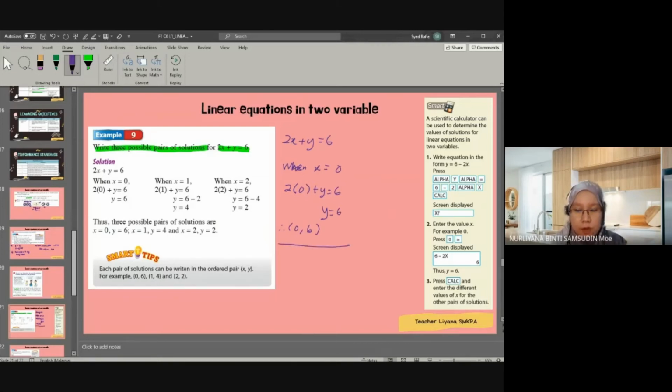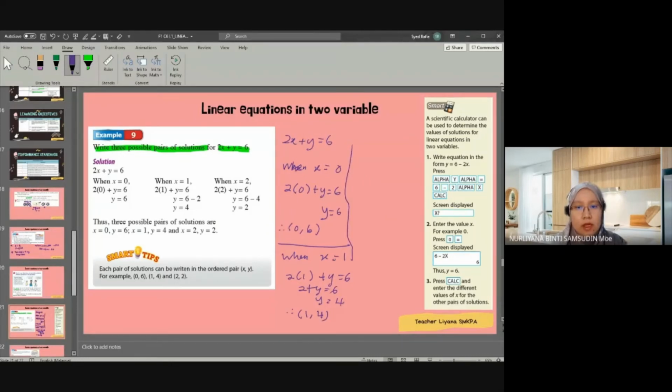Second one, if you put x equals 1, you substitute x equals 1 in the equation, you will get 2 plus y equals 6. y now equals 4, because this 2 is positive 2. You bring it to the other side, it becomes negative 2. So 6 minus 2 is 4. So you will get another possible solution: when x is 1, y is 4.